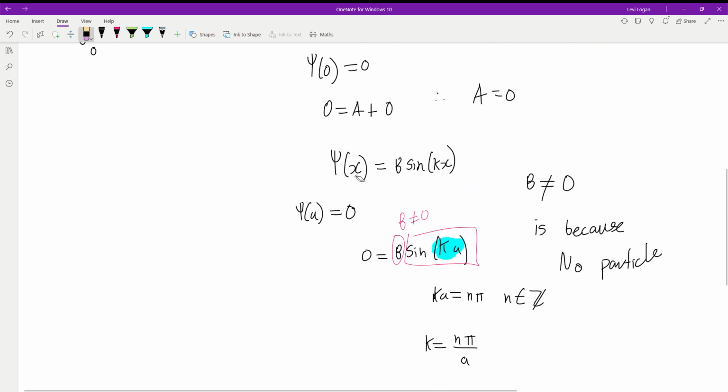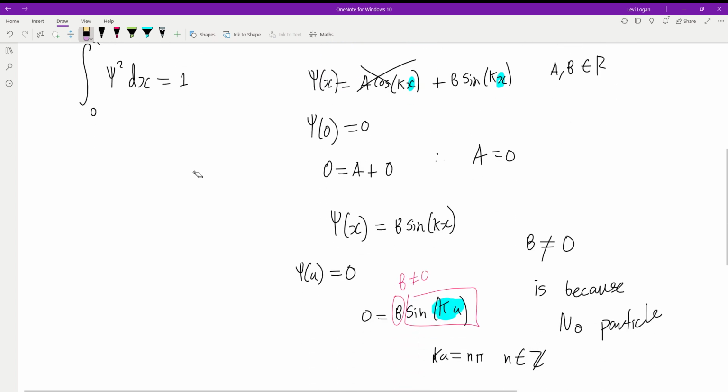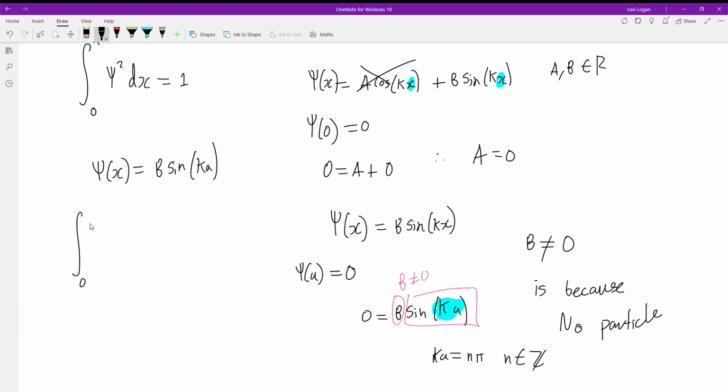So effectively, all we've got to do is put in our equation at the moment. Our wave function is going to be, what was it? B sine of kx. Now what we're going to do is square this and integrate it. So from 0 to a, if we square this, we're going to have B squared sine squared of kx dx is equal to 1. Now this is another math problem.